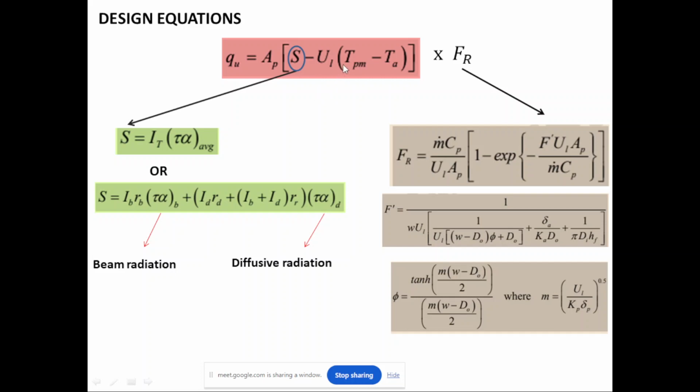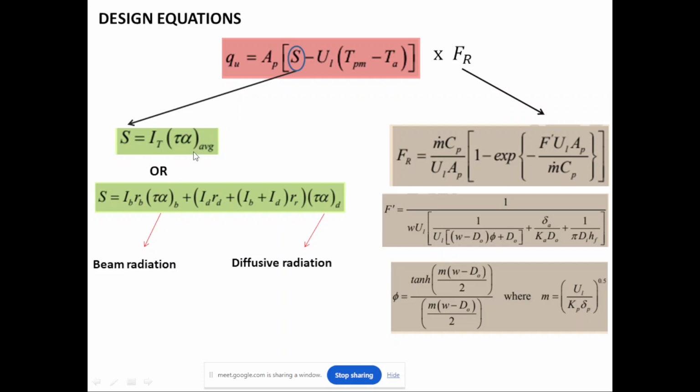TPM is your plate mean temperature, because as I said, all the plates need not be heated up equally, and at different points the temperature will be different. So TPM is that. TA is your ambient temperature, the surrounding temperature at that particular time of day, and FR is your heat removal factor. S can be expressed as a function of IT tau alpha average. This is tau alpha average.